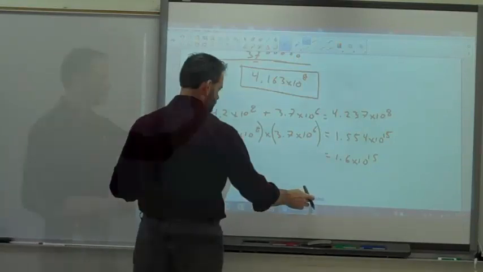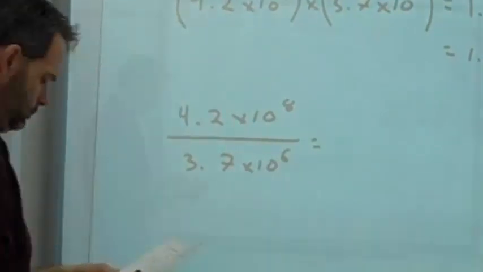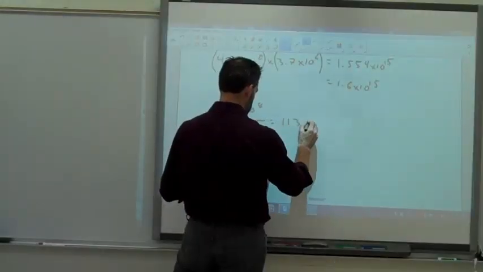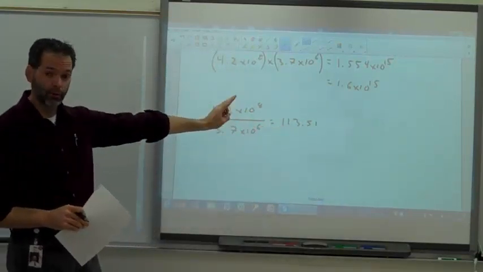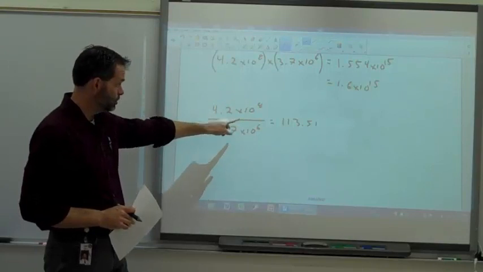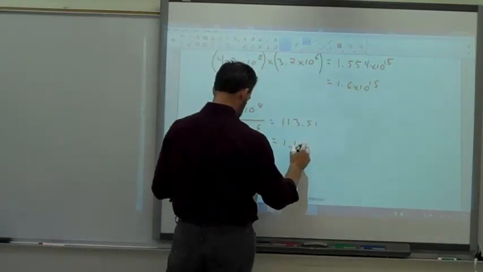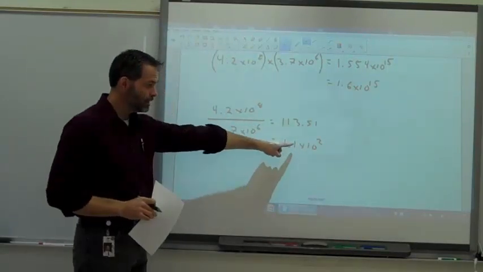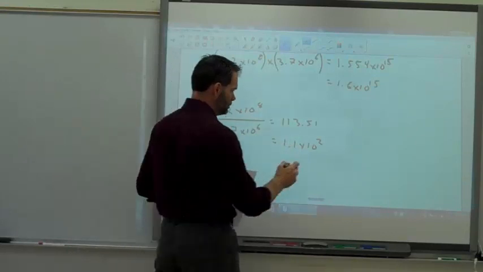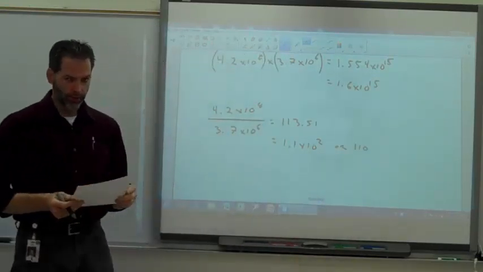Lastly, try with division. What do you get? That's what my calculator spit out. I'm not allowed to do that, though. I'm only allowed 2 sig figs. So I could write that as 1.1 times 10 to the second, or 110. Either one of those will be fine.